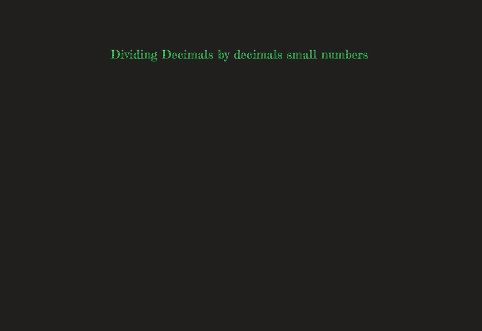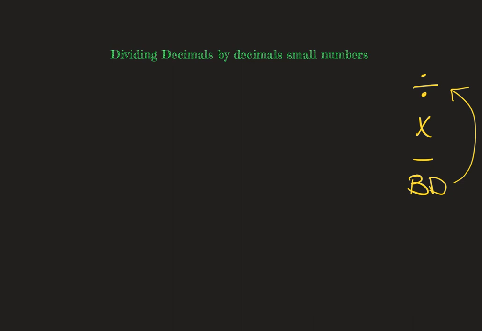If you finish the first page, or the first packet of worksheets, is how to divide decimals by decimal small numbers. Quick review again. The 5 steps to division still apply. We're going to divide, we're going to multiply, we're going to subtract, we're going to bring down, and then we're going to begin again.